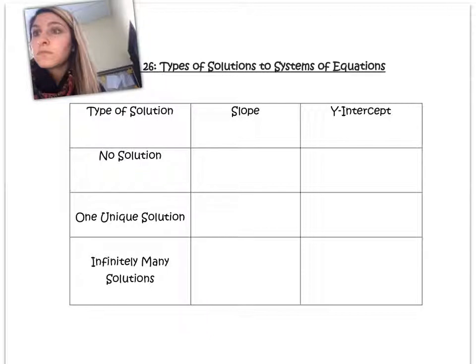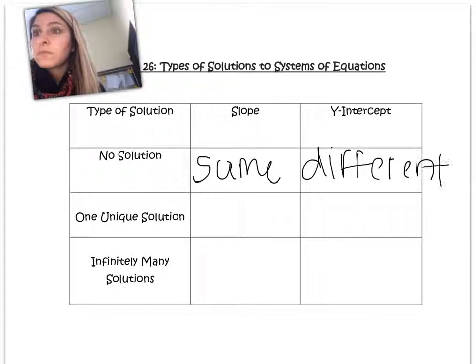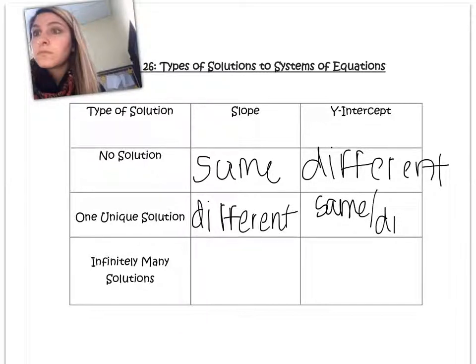So take a look. We're going to fill in. So I'm just going to refresh you. When you have no solution, that means you have the same slope and a different y-intercept. When you have one unique solution, you're going to have a different slope, and you can either have the same or a different y-intercept.